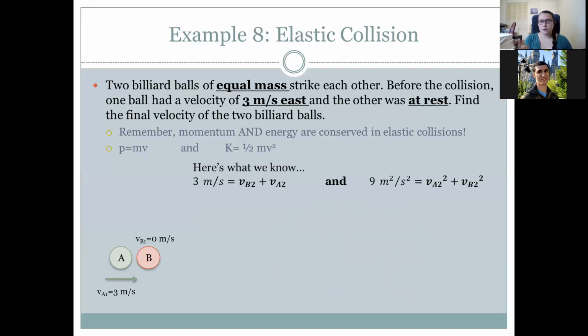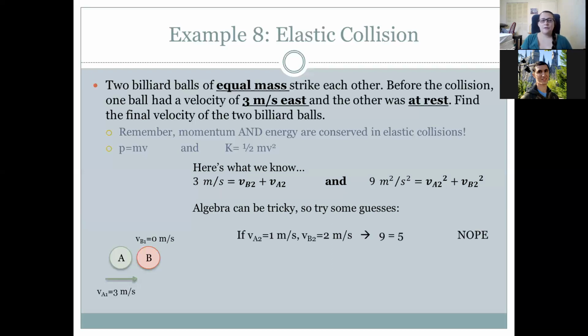So here's what we know from our two different approaches. From momentum, conservation of momentum, we know that 3 equals VB plus VA. And from our conservation of energy, we know that 9 equals VA squared plus VB squared. Now, algebra is kind of tricky to solve in these kinds of problems. I will go through it in the next example, but sometimes it's a lot faster and simpler to just try some numbers and see how it goes. So let's do a couple of guesses.